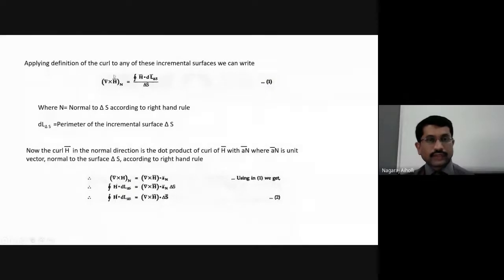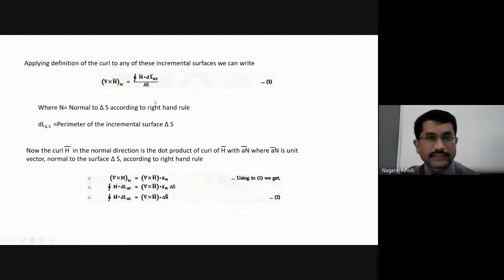Applying the definition of the curl to any of the incremental surfaces, we can write the equation as del cross H bar with respect to N is equal to the closed line integral of H bar dot dl bar over delta S, divided by delta S. That is, the curl of the magnetic field intensity is equal to the closed integral of H bar dot dl bar, divided by delta S.